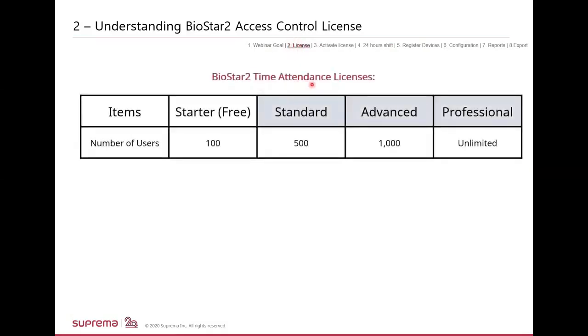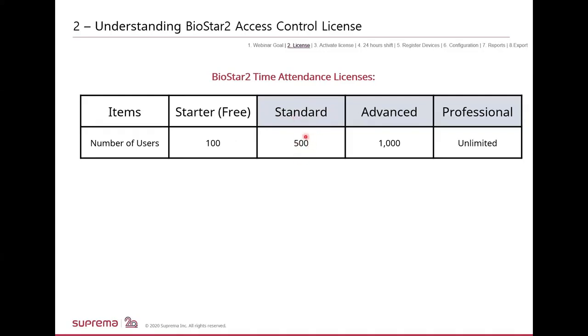For the BioStar 2 time attendance license, once you install the BioStar 2 application on the application server, it will have a starter version. This starter version, which we call the free version, supports up to 100 users for free. So if you have a customer with fewer than 100 users, they can use BioStar 2 time attendance fully for free. However, if your customer has more than 100 employees, up to 500 employees, then you should procure a standard license from your sales representative.